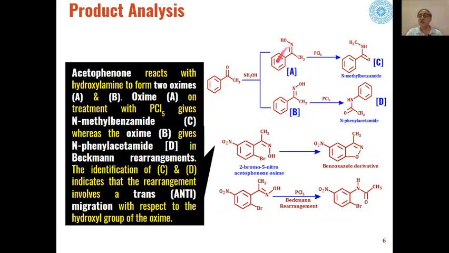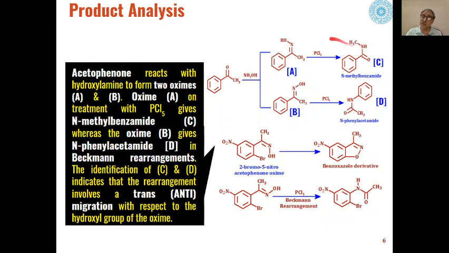And when this mixture of oximes is treated with phosphorus pentachloride, which is the condition for the Beckmann rearrangement, in the case of this oxime we get this type of amide formed. N-methylbenzamide is formed, where the methyl group migrates to the nitrogen. Whereas in this oxime, we get N-phenylacetamide as the product, and if we see the mechanism here, the phenyl group has migrated to the nitrogen of the oxime.